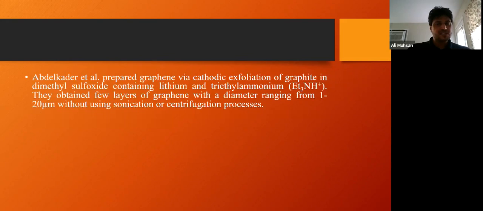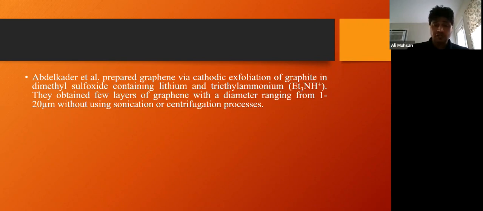In this slide, we will present previous work done by other researchers. Abdelkader et al. prepared graphene via cathodic exfoliation of graphite in dimethyl sulfoxide containing lithium and tetraalkyl ammonium. They obtained few layers of graphene with a diameter ranging from 1 to 20 micrometers without using sonication or centrifugation process.